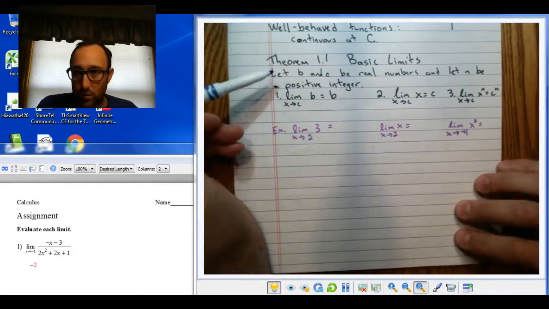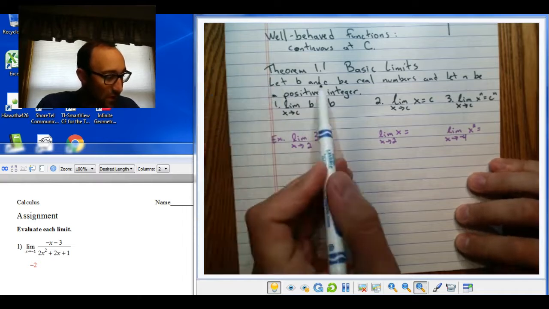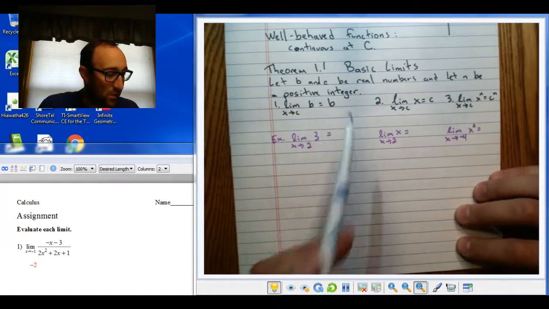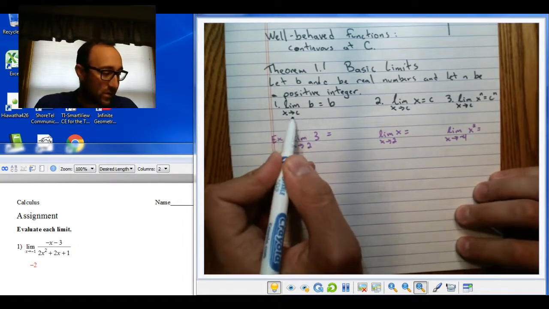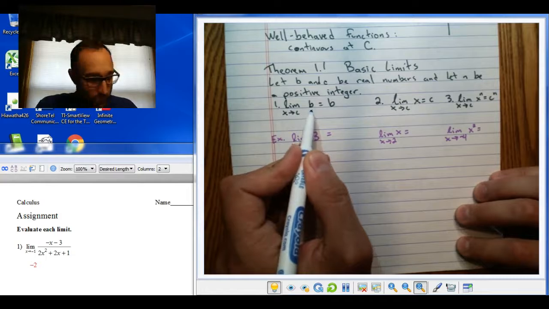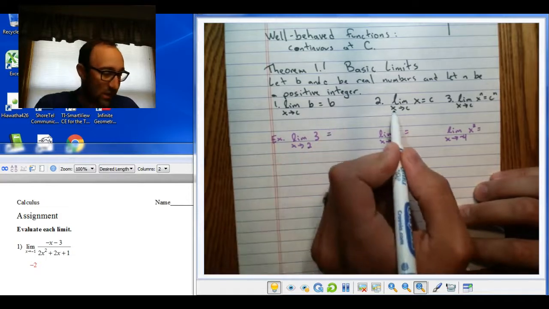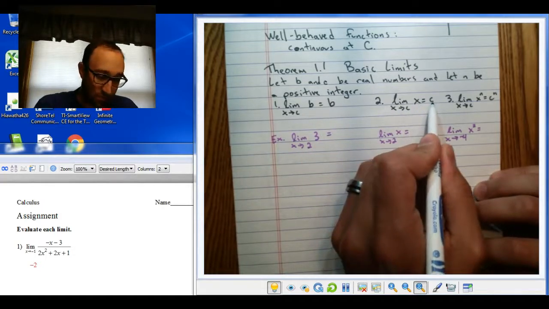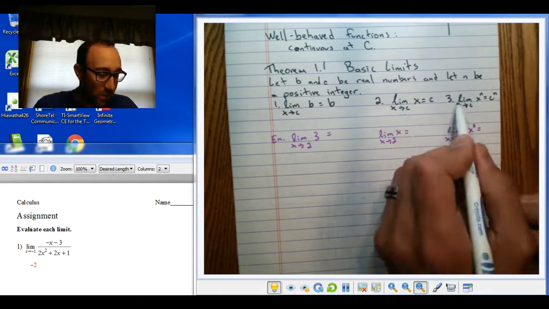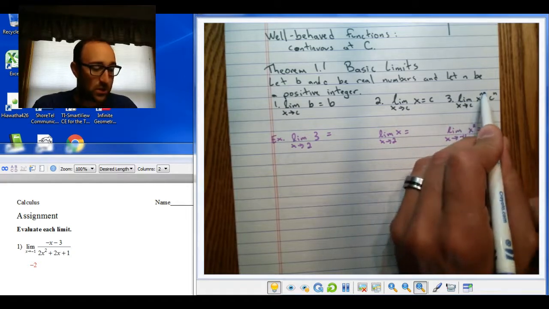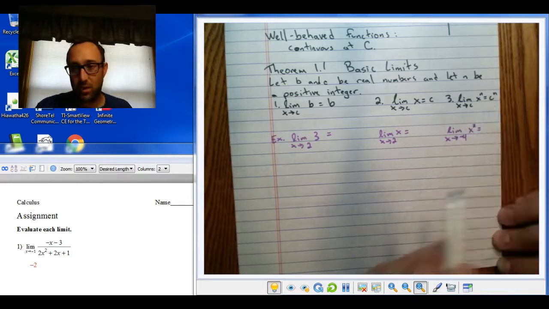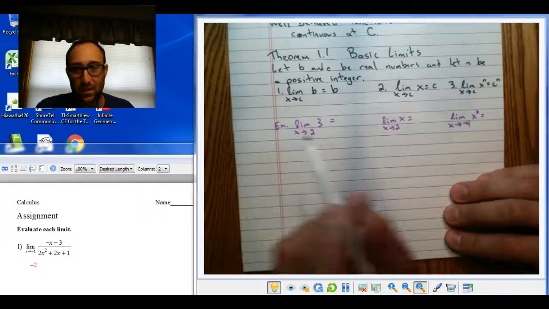Alright, so here's theorem 1.1, basic limits. Let b and c be real numbers, and let n be a positive integer. If I have the limit as x approaches c of just some number b, I'm going to get that number. The limit as x approaches c of x, I'm going to get c. And the limit as x approaches c of x to the nth power is going to be c to the nth power. Really, really simple.